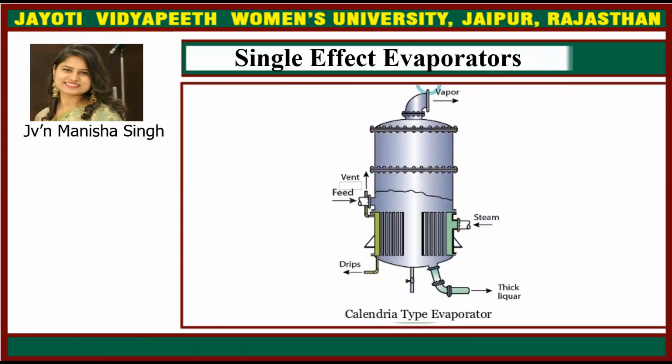Now, the single effect evaporator. This is a calandria type evaporator in which feed comes in from this side and steam from this side. These are the calandria. Then this is the drips. Then thick liquor, or the product, passes out from this side. This is the vent for the steam, and vapors are evaporated from this side. This is a single effect evaporator, the simplest design.